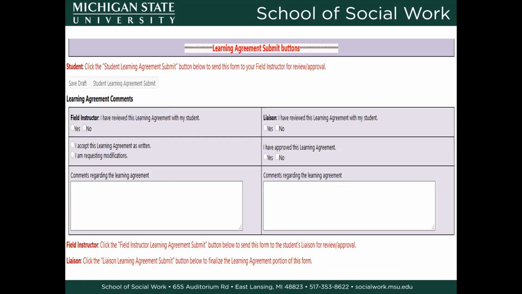At the bottom of the learning agreement in Sonia, there will be places where you can save it as a draft, and the student agreement to submit button. Then you'll click: have you reviewed this? Do you accept it? If you're requiring modifications, and any other comments that you may have regarding this.